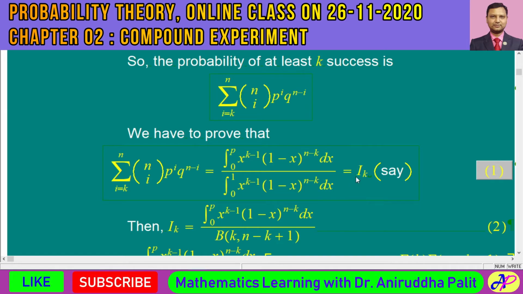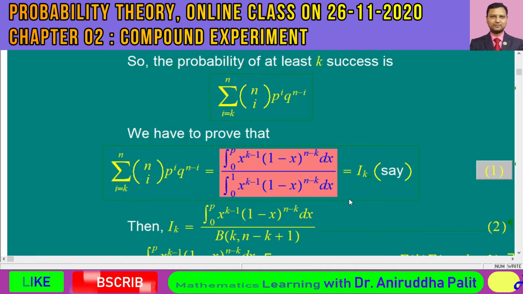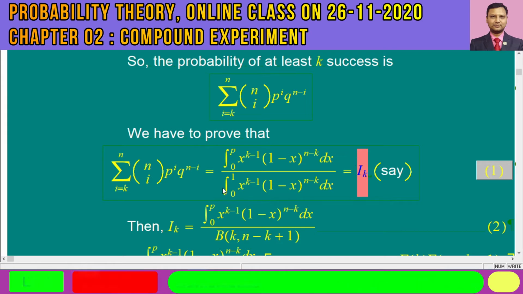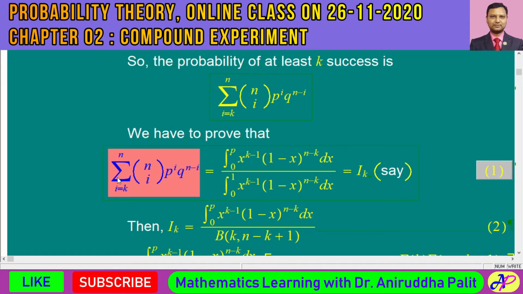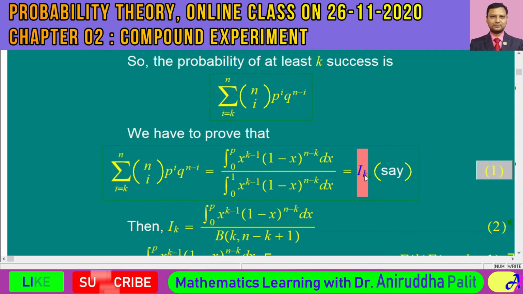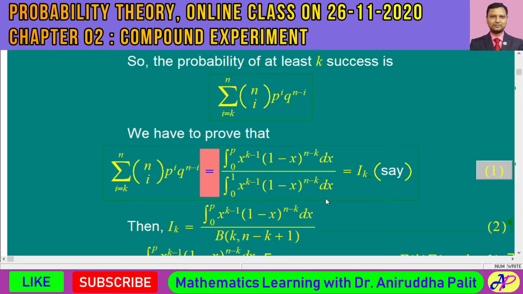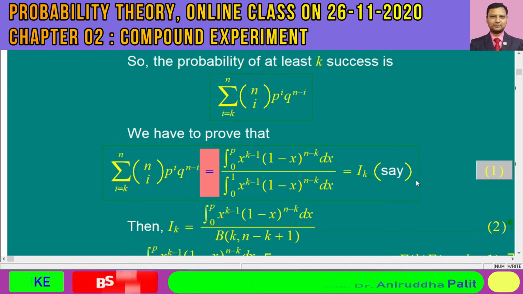So suppose that this ratio is equal to k. Now it remains to prove that this ik is equal to this kind of summation. So we are going to prove that this ik ultimately is equal to this summation, so that this equality holds. Okay.